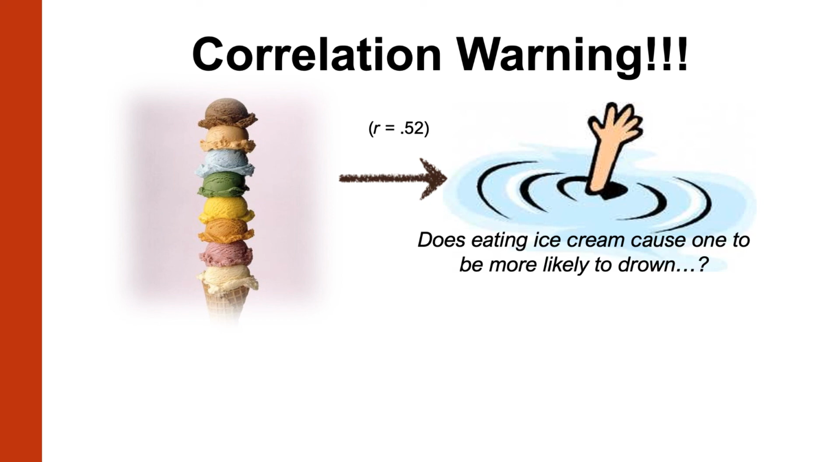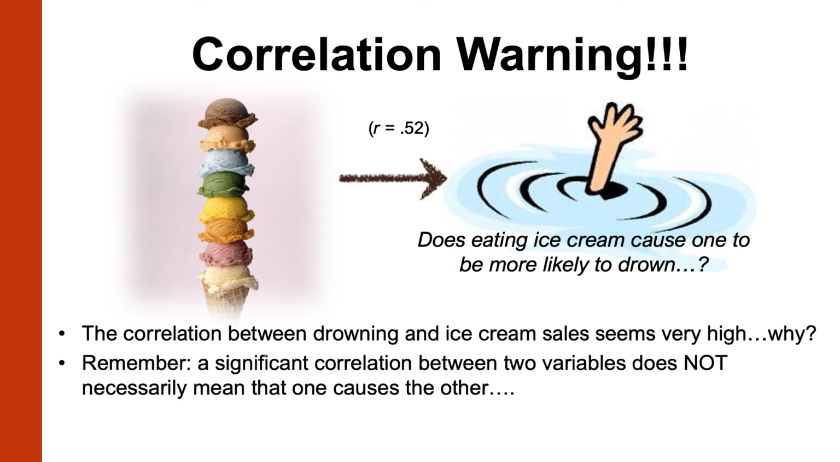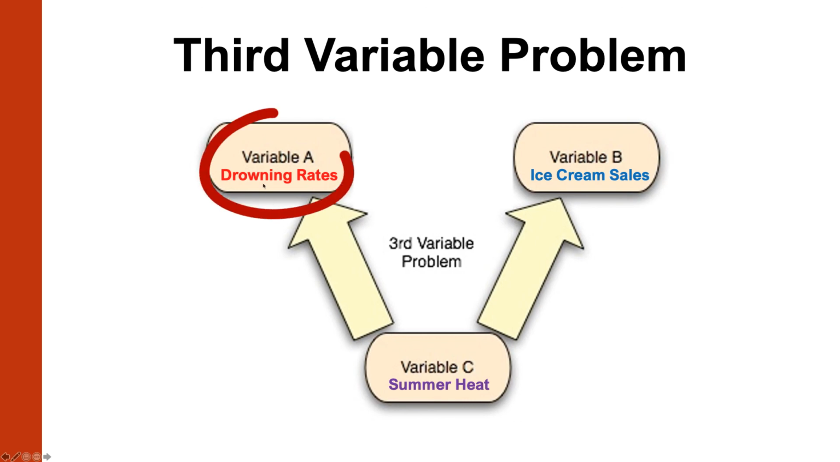How could that be? Okay, so the thing to remember with correlations is that you cannot establish causality. You're just simply measuring two variables and seeing if those variables appear to be related. Just because you have a significant correlation does not necessarily mean that one causes the other, and really doesn't mean that they are actually directly related at all. All right, so here's the third variable in this case. Higher drowning rates are highly correlated with more ice cream sales.